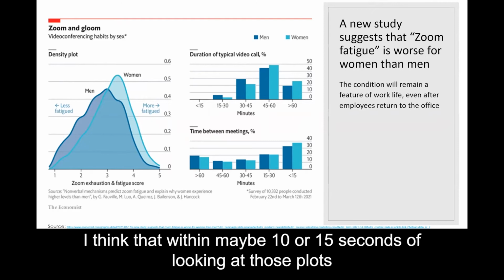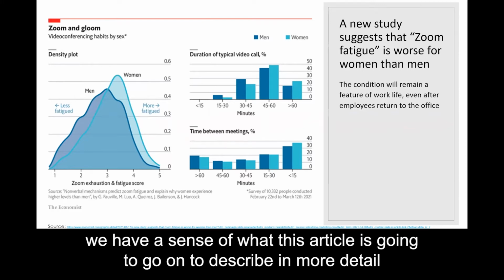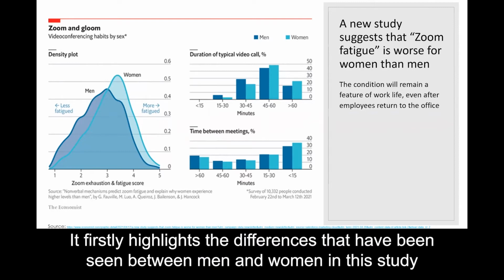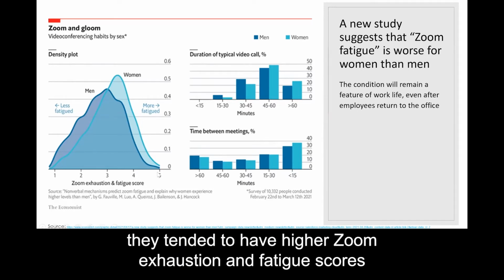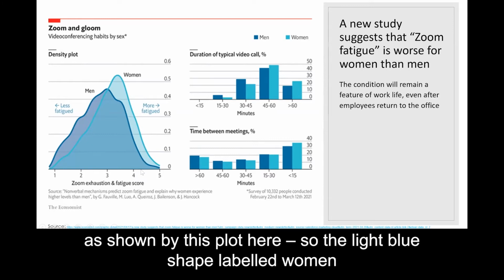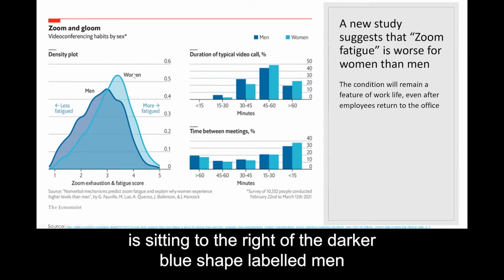Now, I think within maybe 10 or 15 seconds, looking at those plots, we have a sense of what this article is going to go on to describe in more detail. It firstly highlights the differences that have been seen between men and women in this study. And basically the article is built around the difference being that women, on the whole, tended to have higher Zoom exhaustion and fatigue scores, as shown by this plot here. So the light blue shape labeled women is sitting to the right of the darker blue shape labeled men.